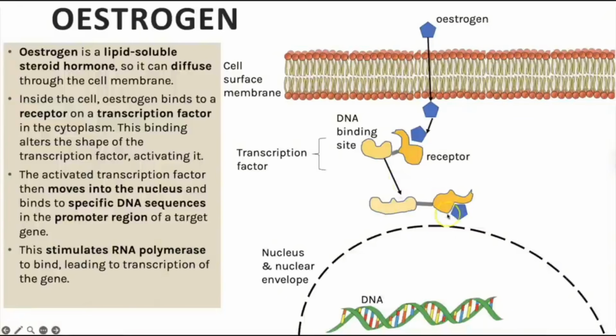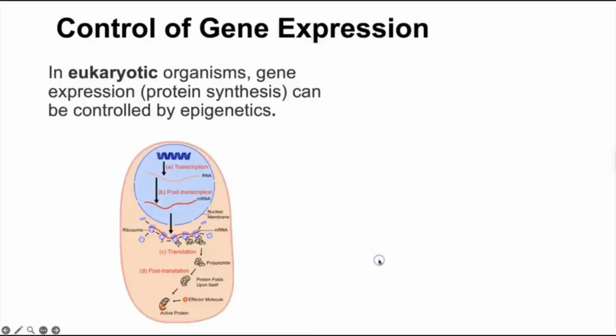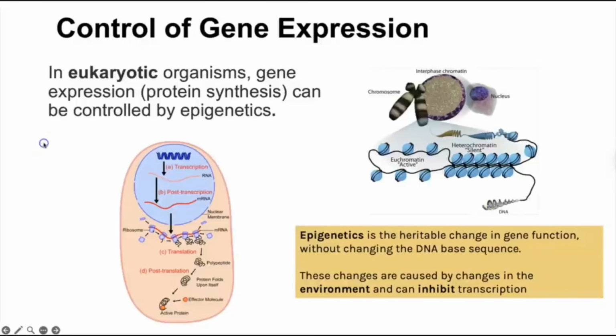So that activated transcriptional factor moves into the nucleus. It will then bind to the promoter region of a target gene, which has the specific DNA base sequence that it's complementary to. And when it does that, it stimulates the RNA polymerase to bind and transcription can occur. And then we get our mRNA molecule that can be used in translation. There's also another way that transcription can be controlled, and that is through epigenetics. Epigenetics, here is your definition, is the heritable change in gene function, but without changing the DNA base sequence.